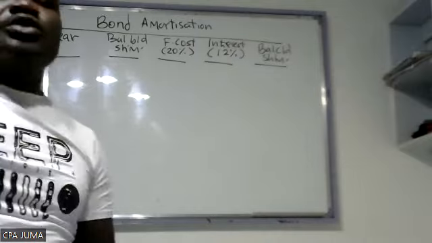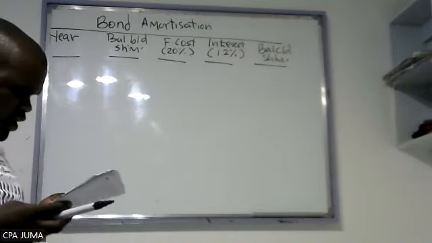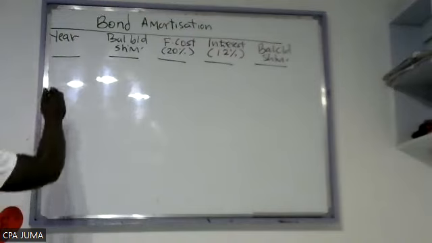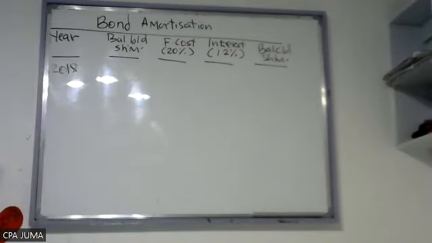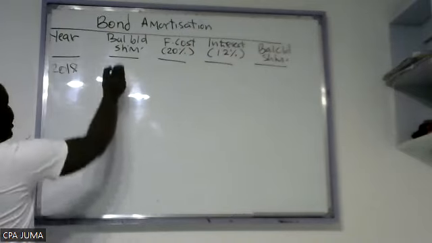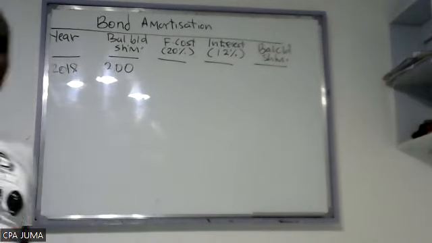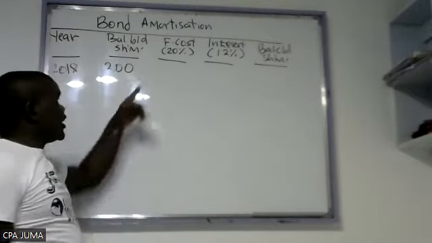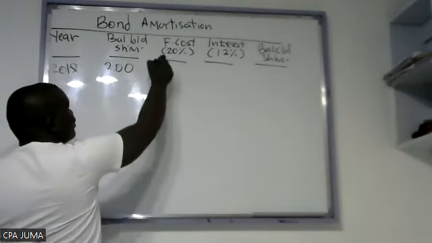Good. So the year the bond was given on 1st January 2018. So you just write here 2018. So 2018 balance brought down is the principal value of the bond, which was 200. So finance cost is 20% of 200.